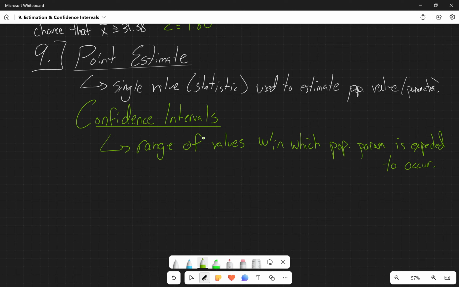So it's important, we're talking about is expected. We're not saying it's within the population parameter. It's not saying the range of values within which the population parameter is, right? It's saying the range of values within which the population parameter is expected to be. And so we're going to calculate these confidence intervals, and they're going to give us essentially a minimum and a maximum given different levels of confidence.